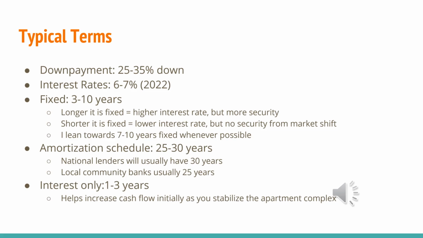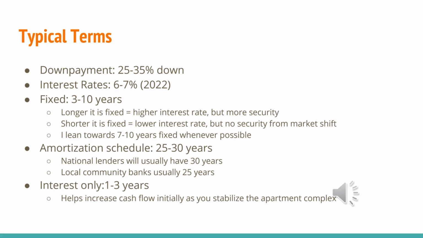Next, the amortization schedule is 25 to 30 years. If you use a national lender like Chase or Bank of the West, you can get 30 years. But if you use a local community bank, it's typically 25. It's harder for them to give you that 30-year amortization, but they're flexible on other terms, right? So it's kind of give and take there.